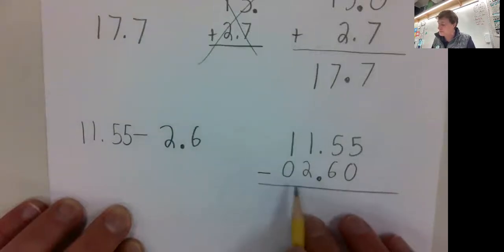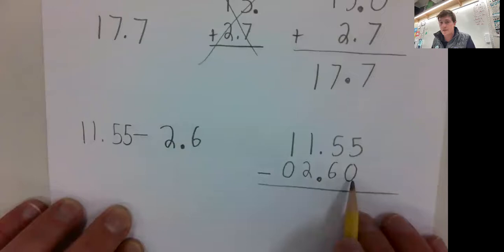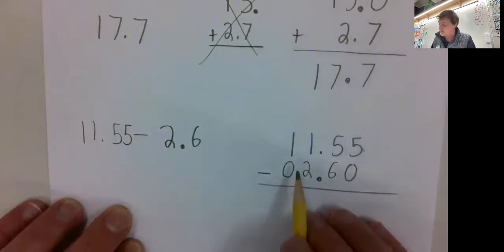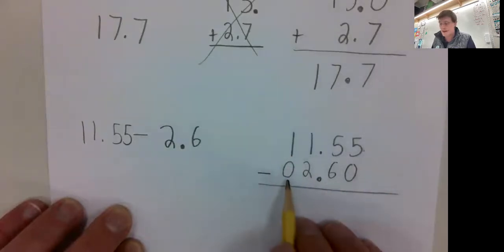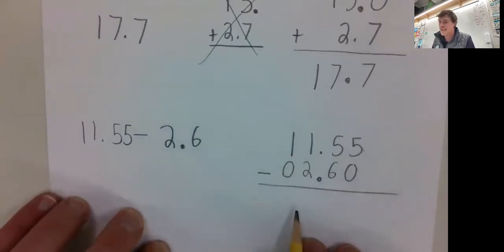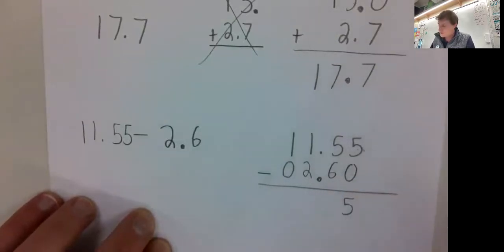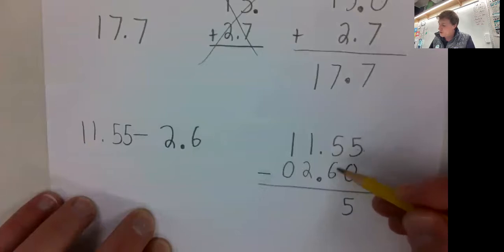So I started with 2.6 and I added a 0 in the hundredths place to match this hundredths place up here. And I added a 0 in the tens place to match the 1 in the tens place there. Now I'm ready to subtract. 5 minus 0 is 5. Cannot take 6 away from 5, so I need to borrow.